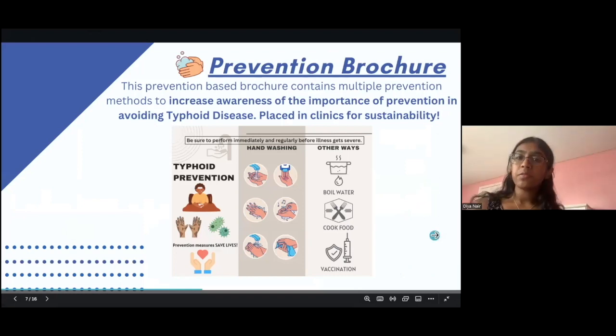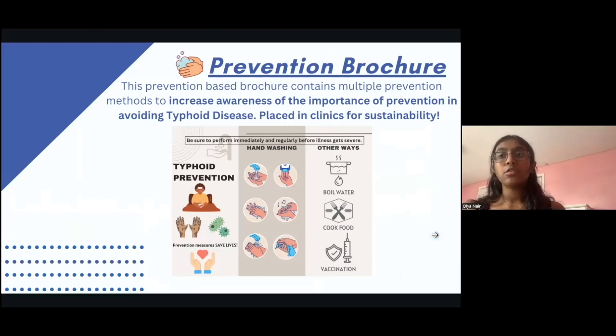So we made a prevention brochure including how to wash your hands with pictures and steps and other ways to prevent typhoid, such as boiling your water, cooking food, and getting vaccinated. This brochure will be passed out to participants after the workshop so that they can bring it home and know the steps to properly wash their hands and how to prevent typhoid in other ways.